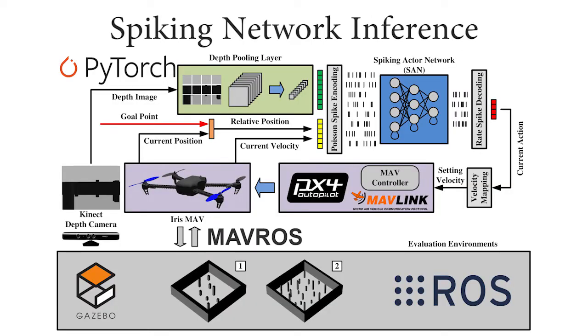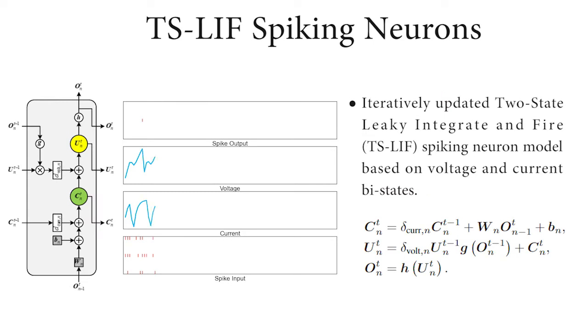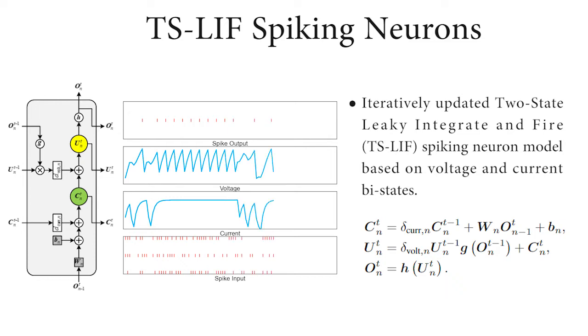In spiking network inference, the spiking actor network maps the state to the action. The state consists of relative position between MAV current position and goal point, MAV current velocity and visual features from depth image. Then the spiking actor network decodes the state and infers the action. Finally, the action is decoded into setting velocity to implement navigation. Especially, we use TSLIF spiking neurons to form the spiking actor network. We use current and voltage to represent the state of the spiking neurons, which have rich spatiotemporal dynamics.